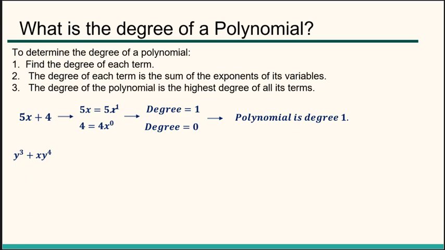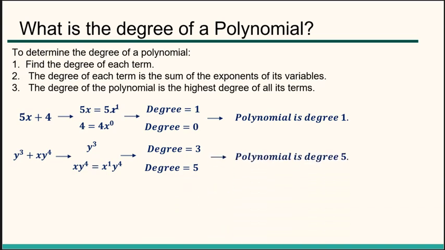If I look at y cubed plus x y to the 4th, look at each individual term. Now, y cubed is going to be of degree 3. Let's look at x y to the 4th. I can write that x as x to the 1st, y to the 4th. This is of degree 5. Then that would mean that this polynomial is of degree 5.